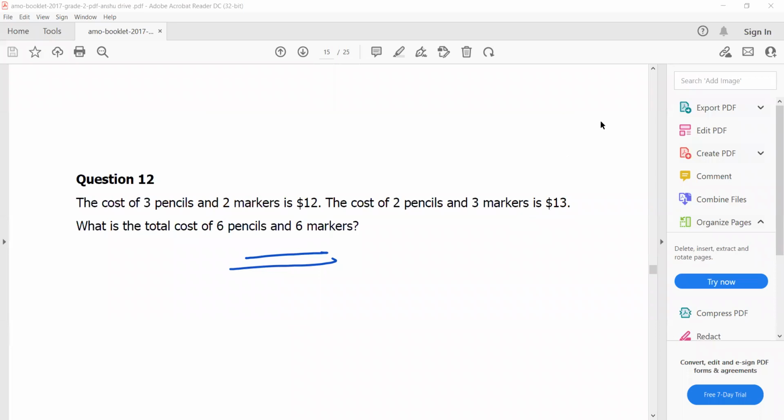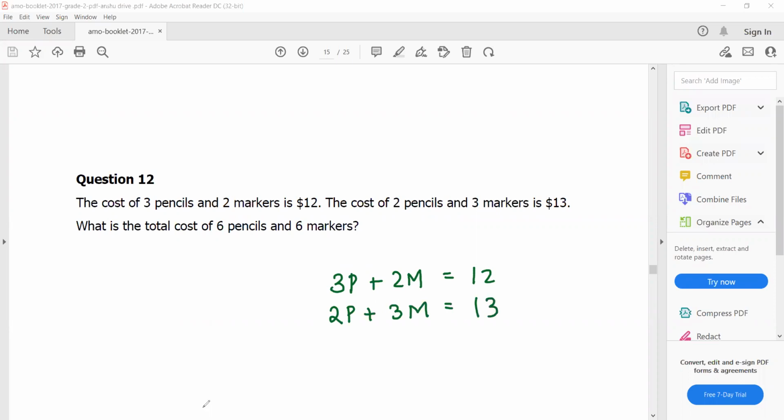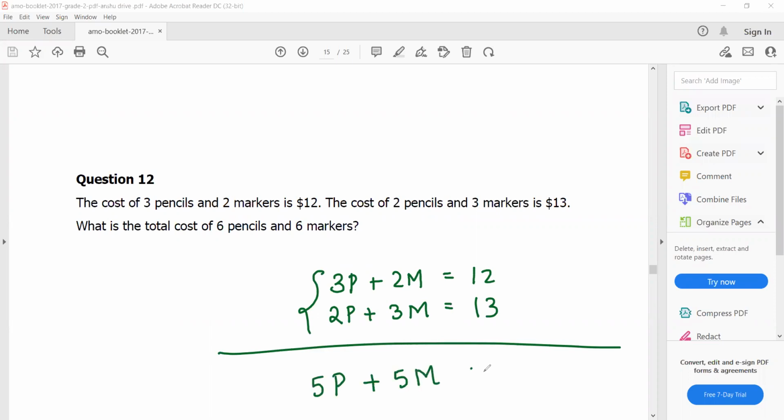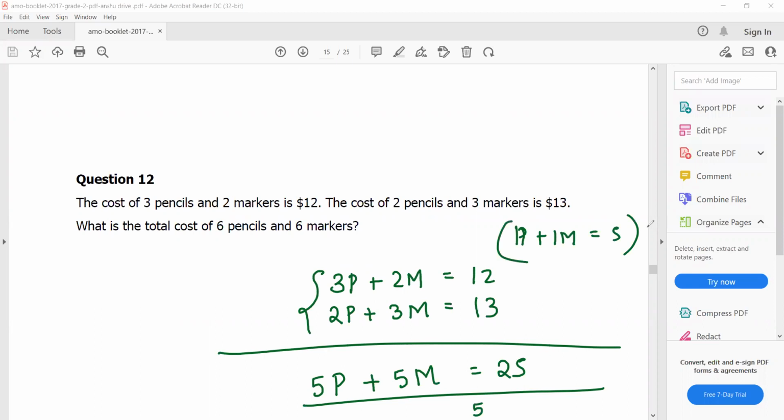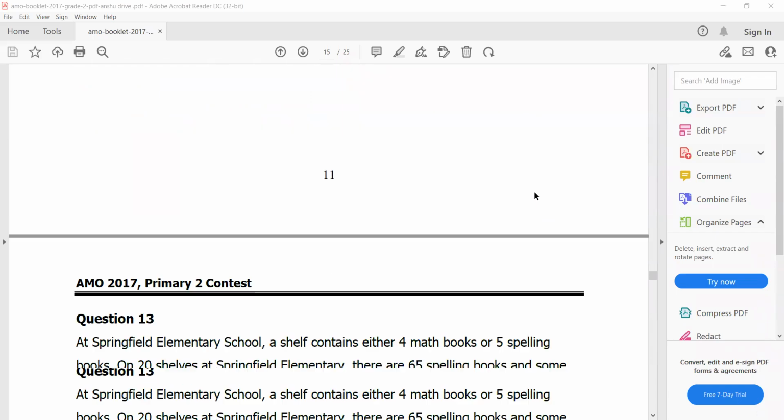Okay. Next question. So here, the cost of 3 pencils plus 2 markers is 12. And they have just interchanged the numbers. I have taught you this type of question earlier also in my video. So whenever you see an interchange, just add them. So 5 pencils plus 5 markers is 25. And then you divide by 5. So 1 pencil plus 1 marker is 5. And then you multiply it by 6 to get the required answer. So your answer will be 30.